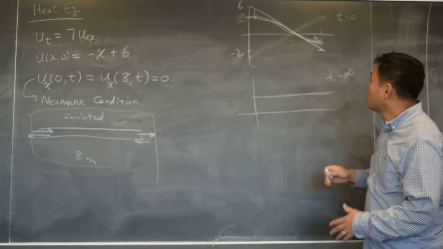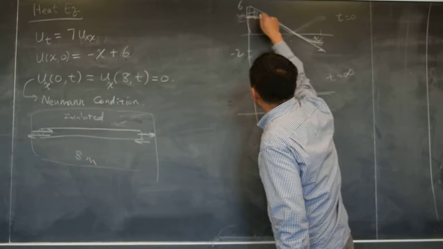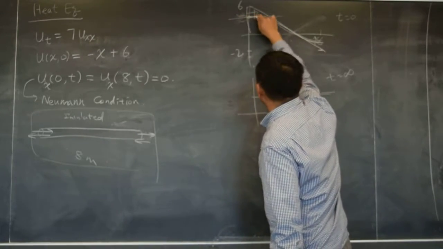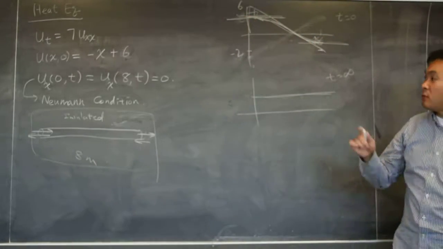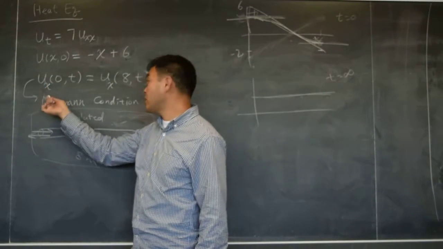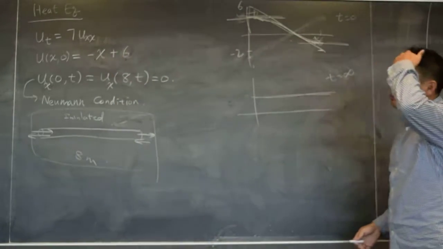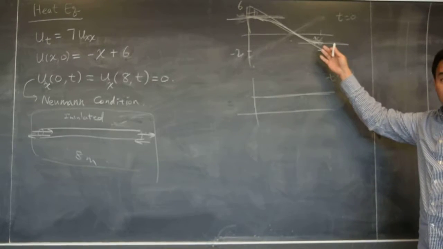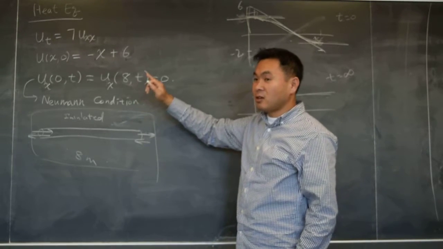And then another thing is, when it's insulated out here, because there's nothing going out or coming in, if you look at the shape of the temperature distribution, the slope will be 0 at the endpoints. So if you take the partial with respect to x at the boundaries, over here on the left side or over here on the right side, they're both going to give you 0 as the derivative. So that's what Neumann condition is. So this tells you that it's insulated.